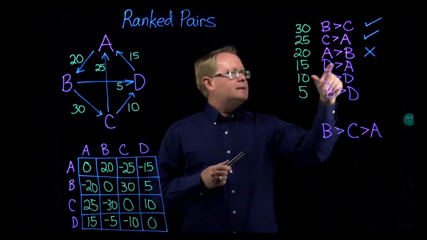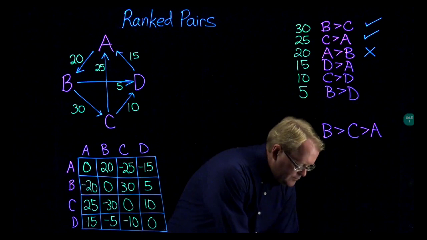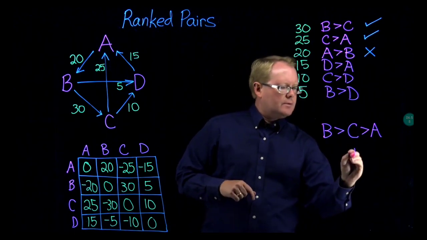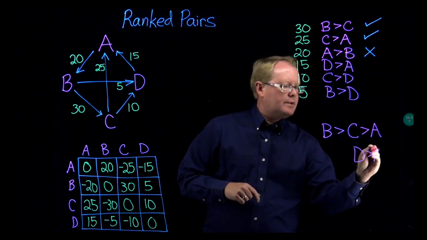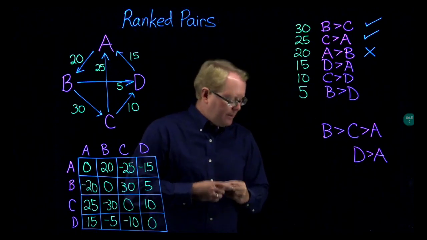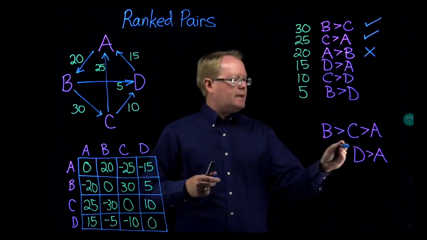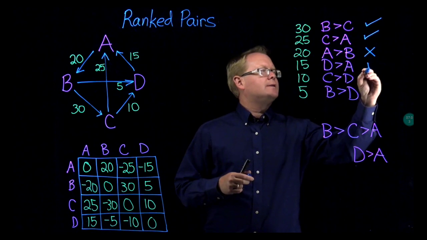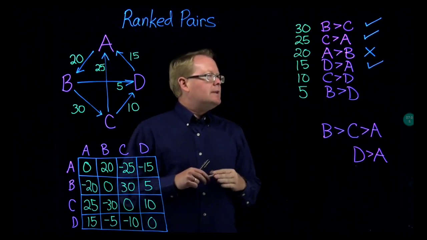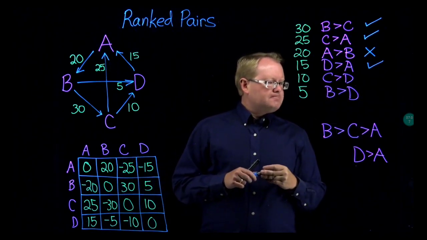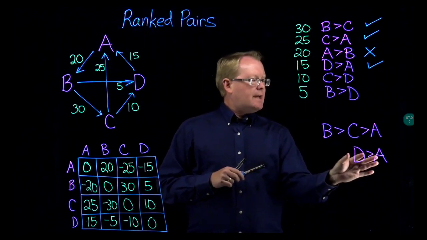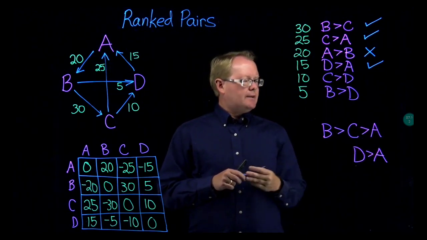Then it says that D is bigger than A. So we'll put another inequality here. D is bigger than A. But we don't know the order of D with respect to B and C at this point. But we can certainly have this inequality. And then it says, well, C has to beat D. Okay, so that means D is going to have to be placed between C and A here.